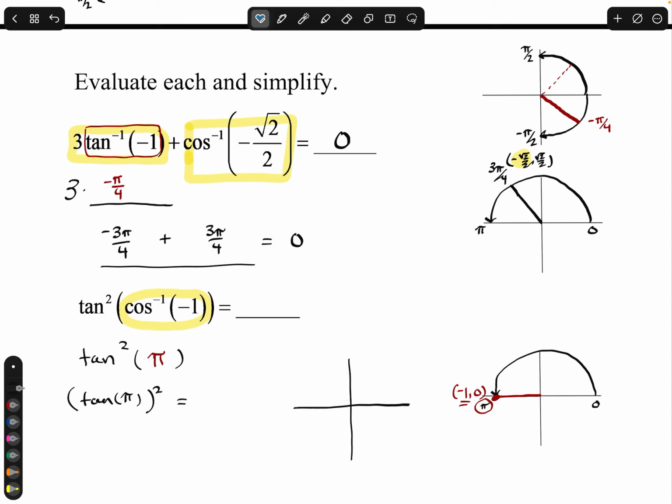At pi, we know that we're at the point -1, 0. And since tangent is equal to y over x, we'd have 0 over -1. So this would end up being 0. So we'd have 0 for our tangent of pi. And 0 squared is going to end up equaling 0 again. So there's our output again, 0.